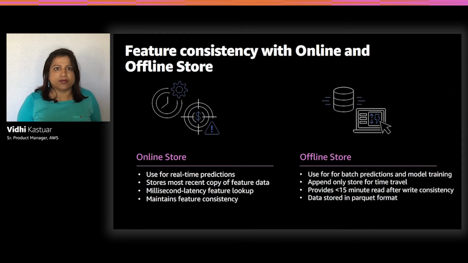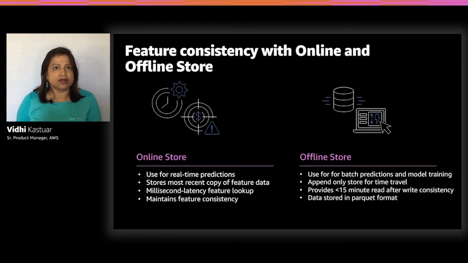So how does Feature Store maintain consistency of these features? As I mentioned before, the Feature Store provides two types of storage, both for online features as well as for offline features. For online features, there is the online store, which stores only the most recent copy of the feature data. It also serves features with low millisecond latency and maintains feature consistency. So when feature data is written to the online store, and if the feature group is configured for both online and offline use, this feature data is automatically written to the offline store as well. So it's available for model training.